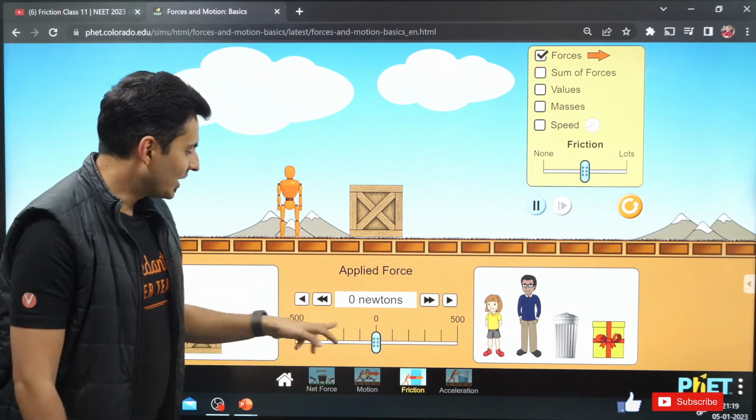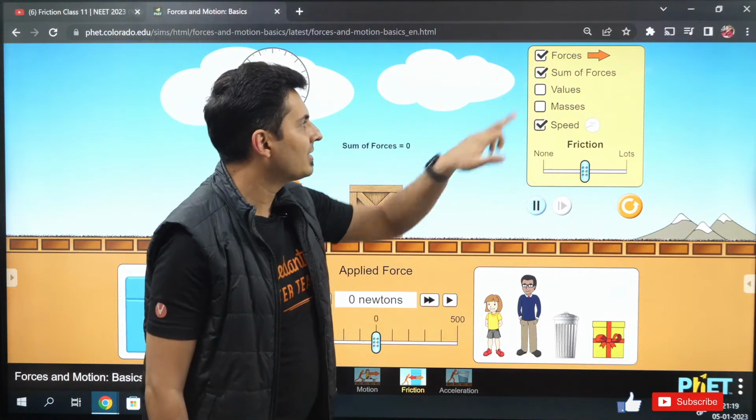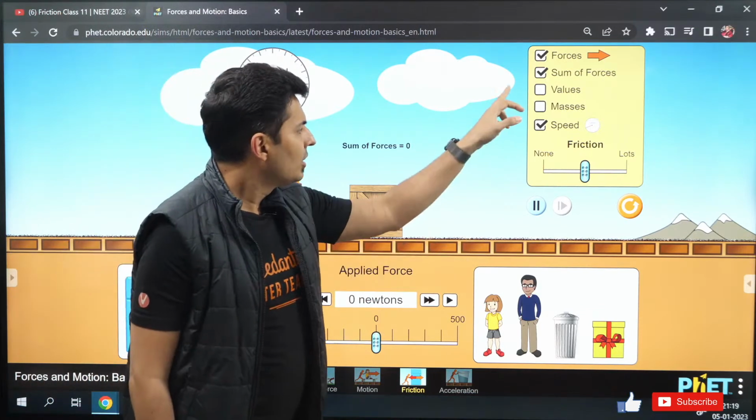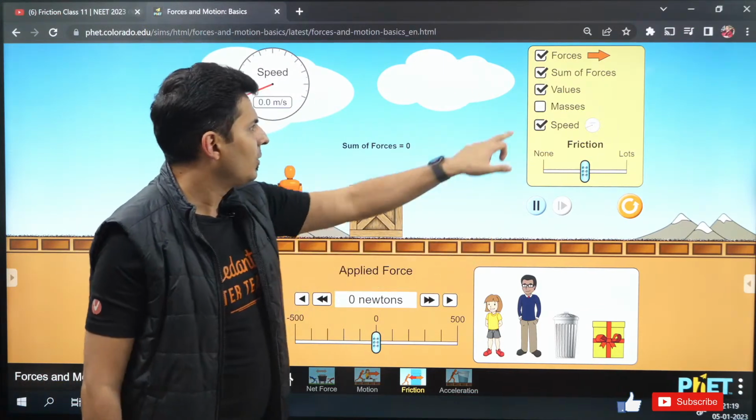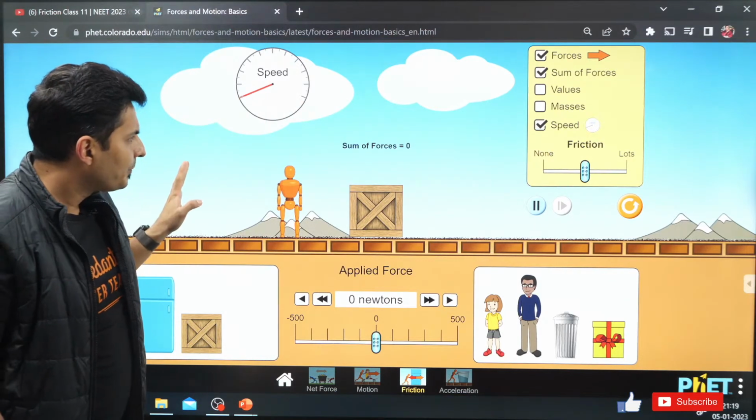Great, awesome. So you can see I can apply some force, I can change the friction, I can also see the speed, and I can see the net force. Right now, net force is 0. I don't think I need the values, but I'll show the speed. Speed is also 0. Great.